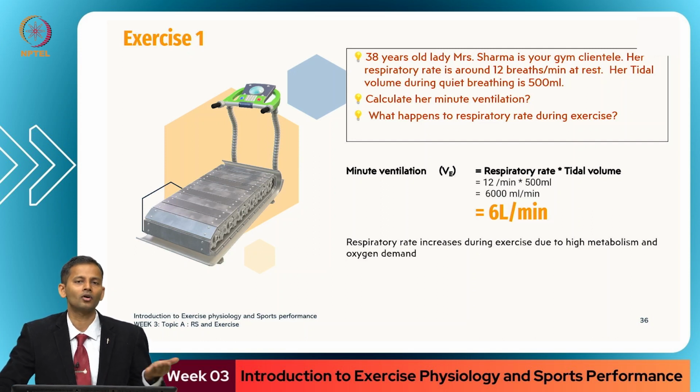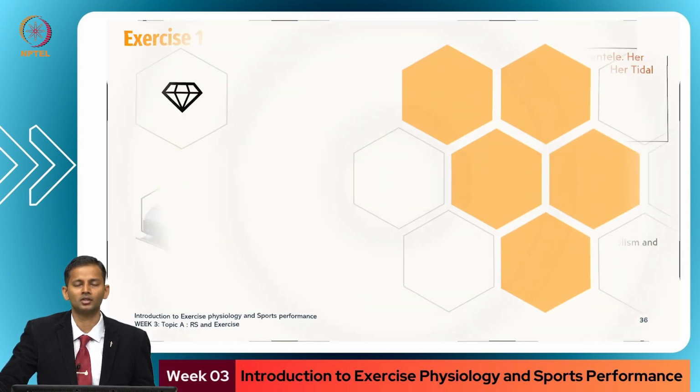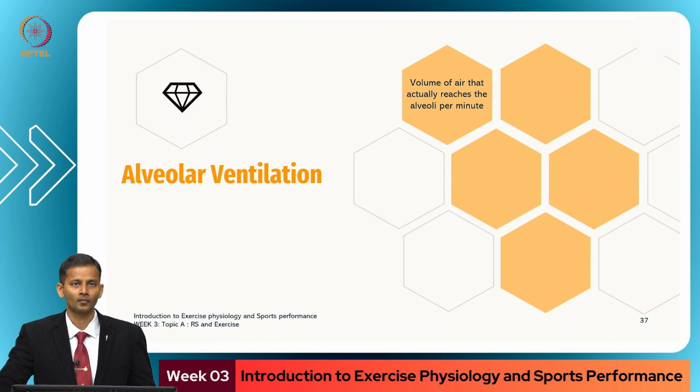So the other question here is what happens to the respiratory rate during exercise? Exercise causes a demand in the muscle, so there is increased need of energy, because of which there is increased need of oxygen. Oxygen is supplied by an increase in the cardiac output. However, the exchange happens in the lungs. So you need more oxygen, so you need more air to move in. So there is an increase in the respiratory rate as well.